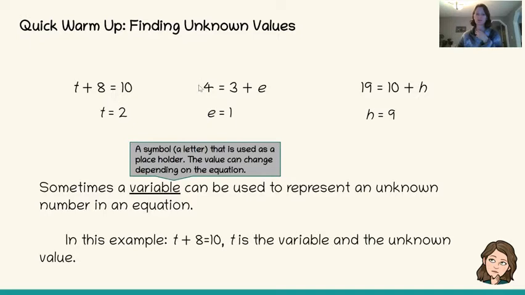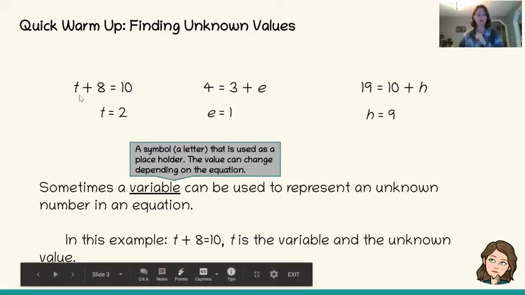Because for this one, 4 equals 3 plus e, in this equation, e equals 1. But if I'd used e over here, 19 equals 10 plus e, in this equation, e would equal 9. So the value can change depending on the equation. So that's why it's often unknown. And then we use a symbol or a letter to hold that place and say, we're not sure what this one is. We're going to figure that out.